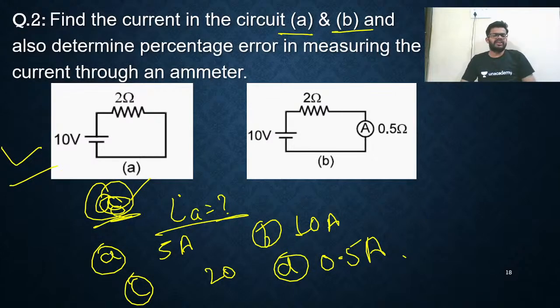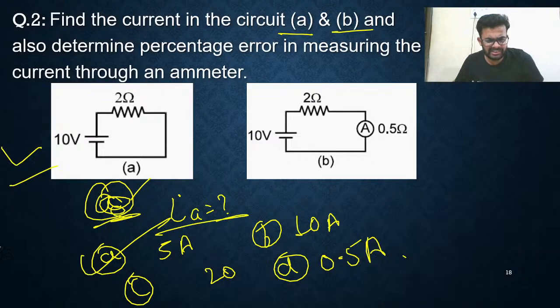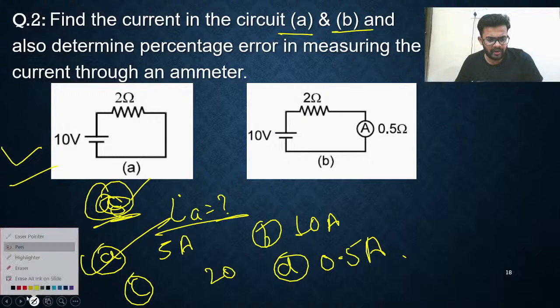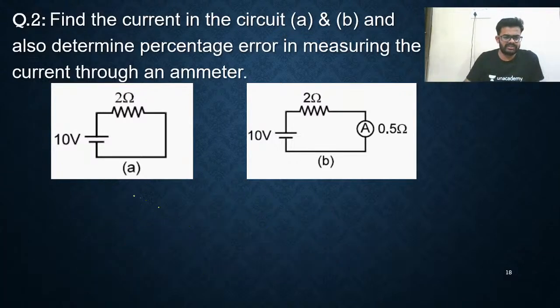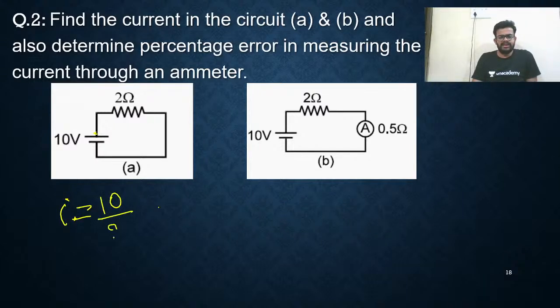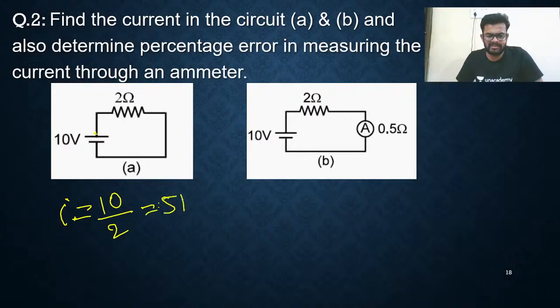What is the current in the circuit A? Yes, very good. This is 5 ampere, and it is a very simple question. Ohm's law, Kirchhoff's law, whatever you say. So a 10 volt battery and 2 ohm resistance. So I equals 10 by 2. I equals V by R, V equals IR. So you will say 5 ampere.